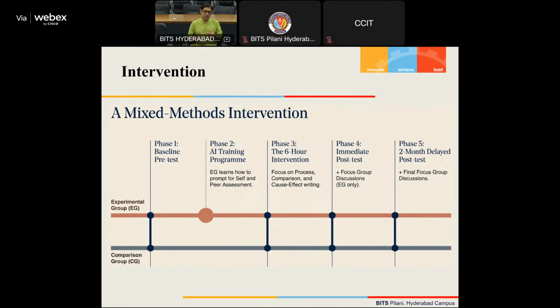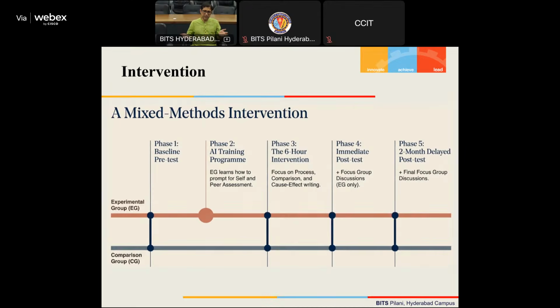I used the same tasks in both groups. Except for the use of ChatGPT, everything else was the same for both groups. The same amount of time was devoted, and the only difference was the use of ChatGPT in the experimental group. There was a post-test after the intervention was over, and then a delayed post-test 2 months later. The focus group discussion also happened once again, where students reflected on the whole process and their experience and talked about it.